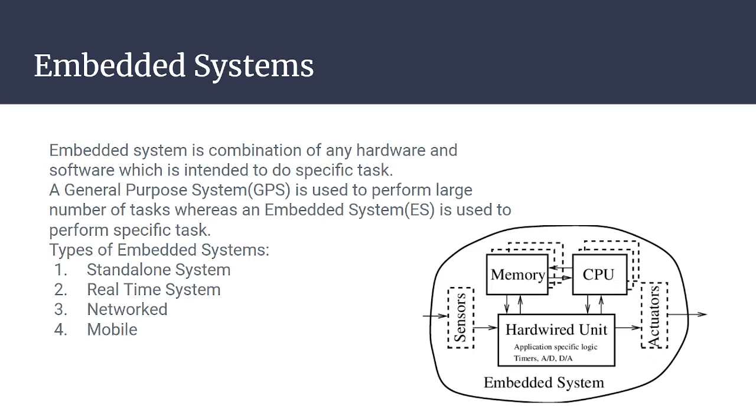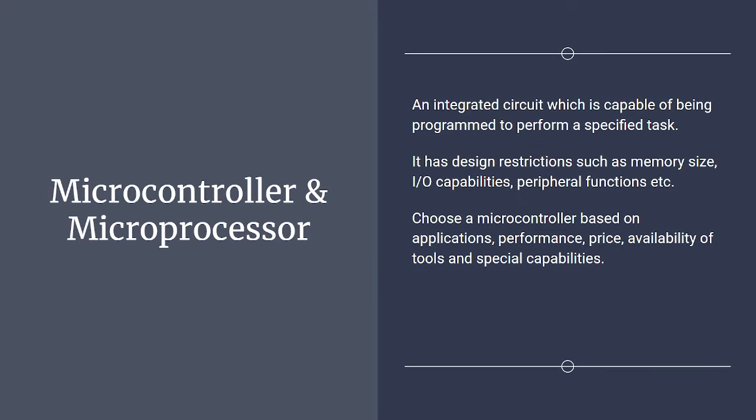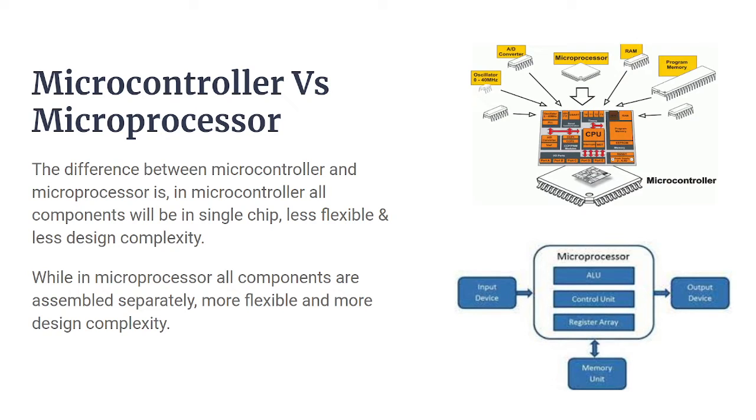What are types of embedded system? So there are four types of embedded systems: standalone embedded system, real-time embedded system, network embedded system, and mobile embedded system. So let's see microcontroller and microprocessor. So microcontroller is an integrated circuit which is capable of being programmed to perform a specified task. It has design restrictions such as memory size, I/O capabilities, peripheral functions, etc. So we can choose a microcontroller based on applications, performance, price, availability of the tools, and special capabilities of that microcontroller.